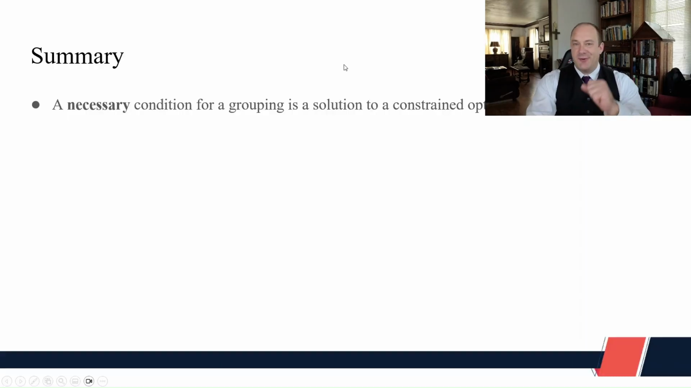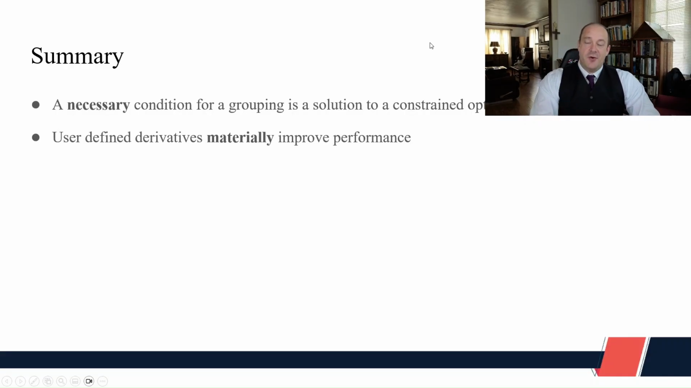Okay, so in summary, what did we learn? Well, we learned that a necessary, although not sufficient, because that's why we have to iterate, a necessary condition for grouping is a solution to a constrained optimization problem. We learned that it's fine if you only do something once to not bother with numerical analytic or formulaic differentiation. But if you're going to be doing something over and over again, it's absolutely worthwhile to provide actual functions for your derivatives, for your gradients, for your Jacobians. They materially improve performance. This has always been the case for me whenever I've done this work.